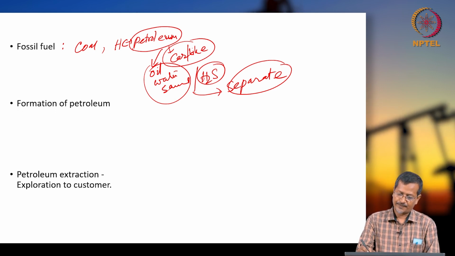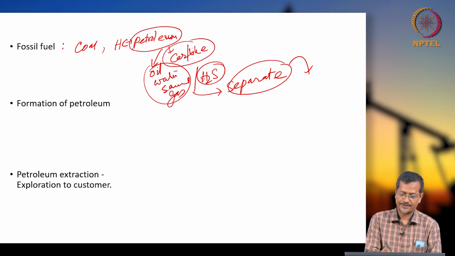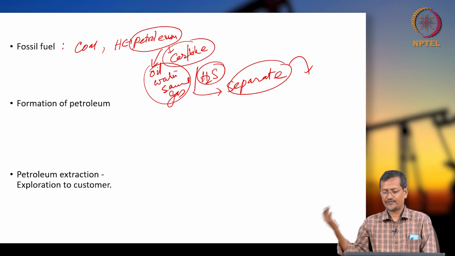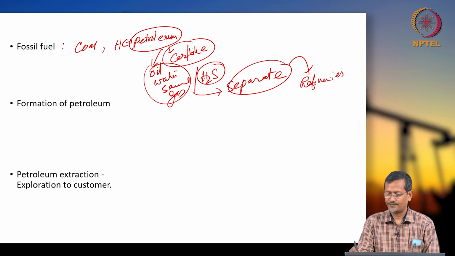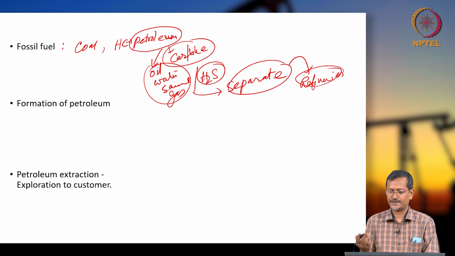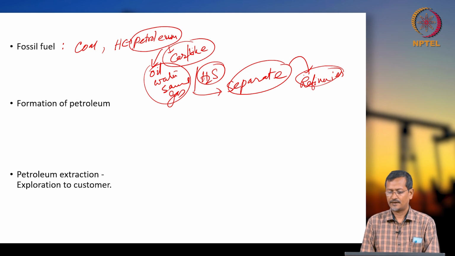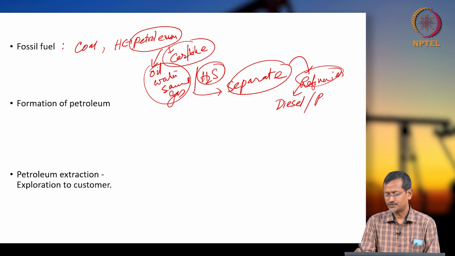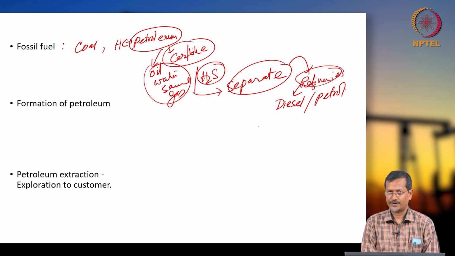When you separate, you get water, sand, oil, and gas. Gas will also be there. So you separate everything, and oil will go to refineries. For example, the Jamnagar refinery and the Reliance refinery. Many companies have set up refineries in India and abroad also. From that refinery, you get diesel, petrol, naphtha, kerosene, and many other components actually.